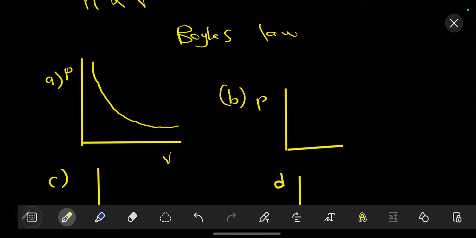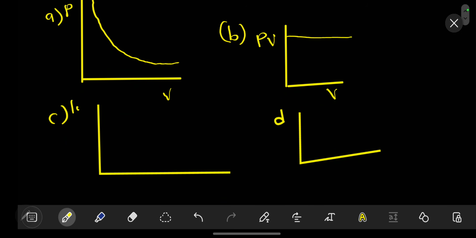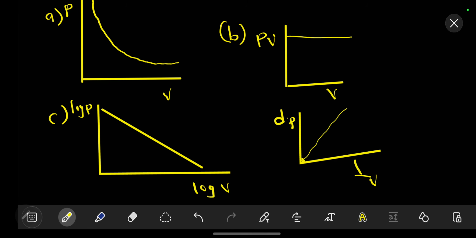If we plot PV against the volume, which is still Boyle's law, it looks like a straight line like that. If we plot the log of P against the log of V, we are going to straighten our graph. It will look something like this. If we look at the pressure against 1 over the volume, it begins from here and goes like that. So these are the graphs of Boyle's law.